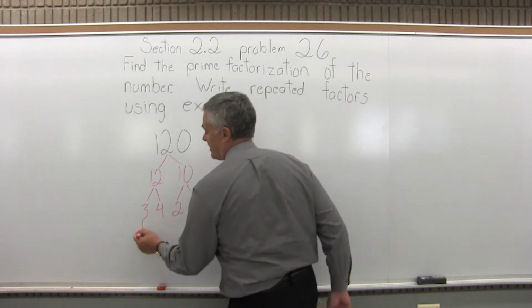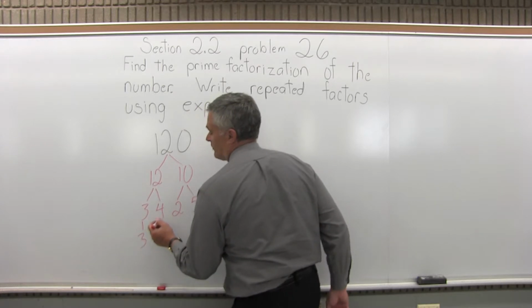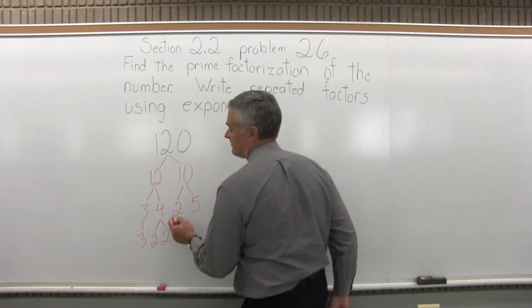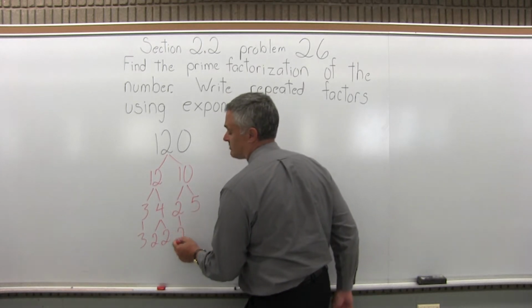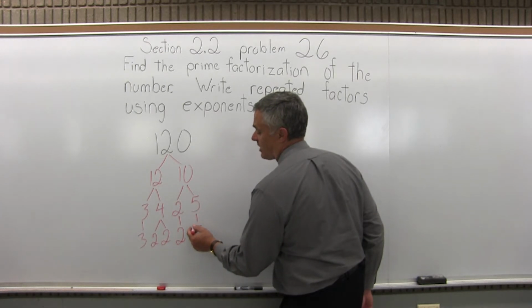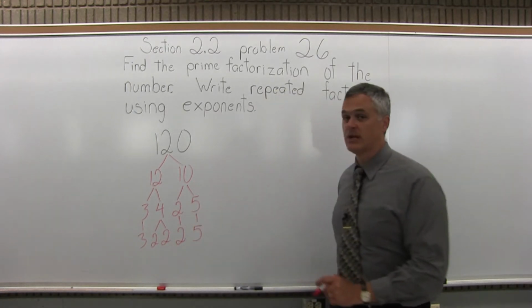So the 3 is prime, it will come straight down. The 4 next to it is not prime, so it will split. It splits into 2 times 2. The next number over is a 2, that's prime, it'll come straight down without splitting. And the 5 on the end is prime, it will also come straight down without splitting.